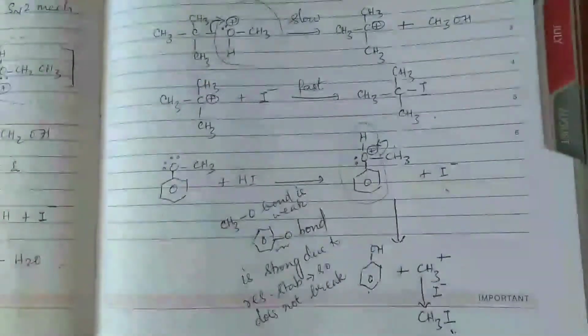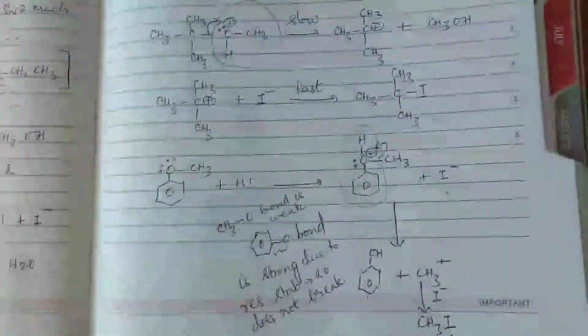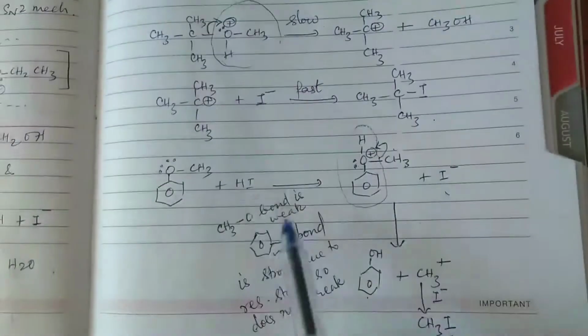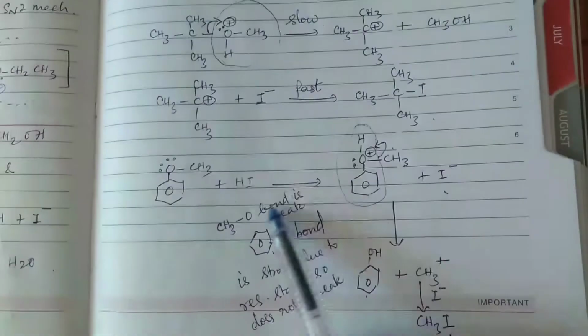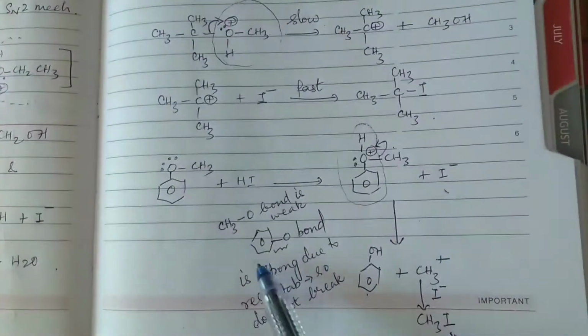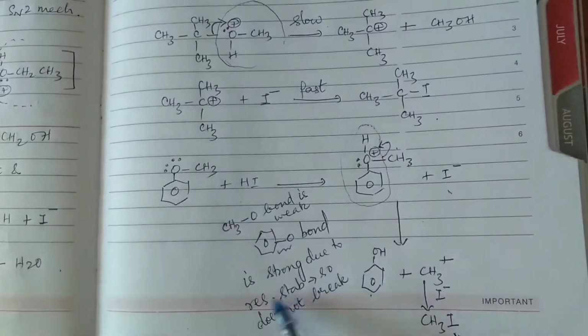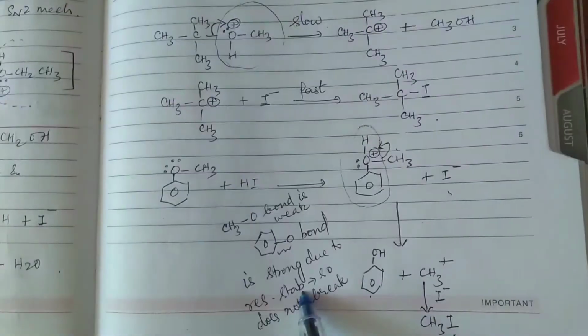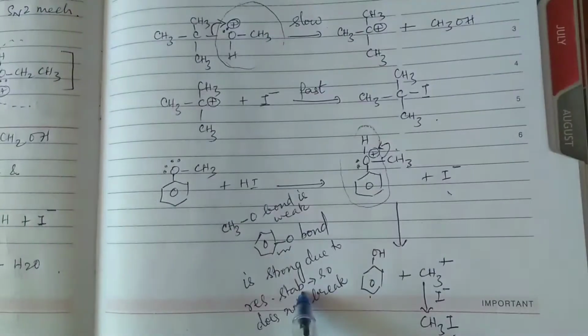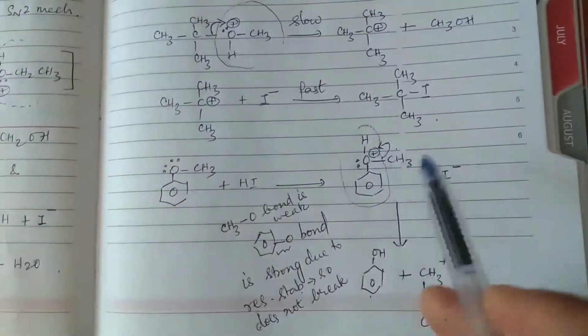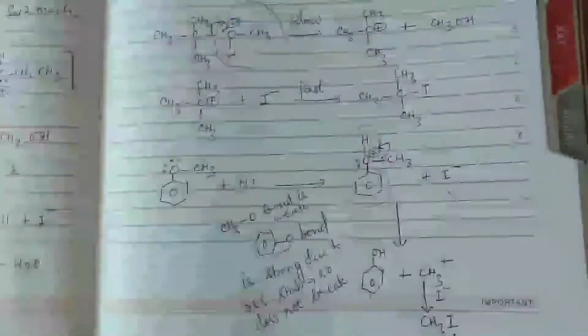Why? That's how the question is asked. Is that clear? So you have to have a very clear understanding. I have written here that the CH3-O bond is weak, whereas the C6H5-O bond is strong. Why? Because of resonance stabilization, double bond character is there. So this will not break. So the other carbon-oxygen bond only will break. That's it.